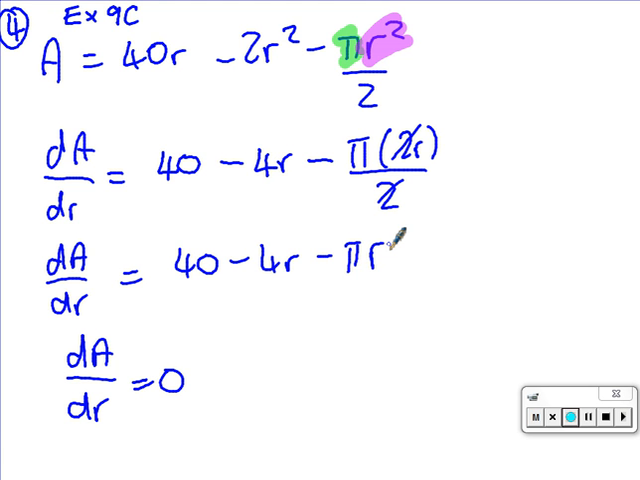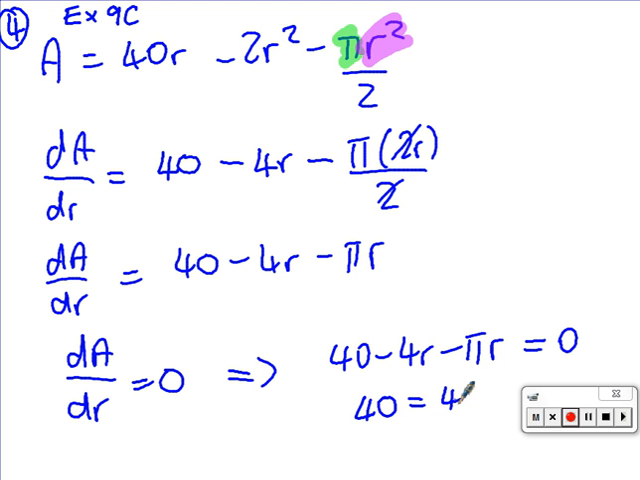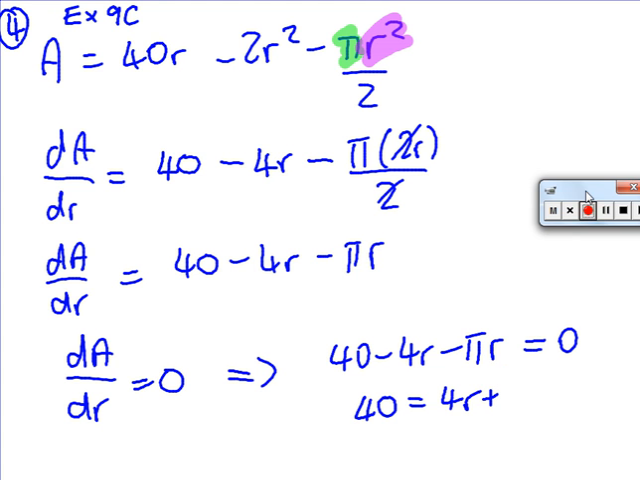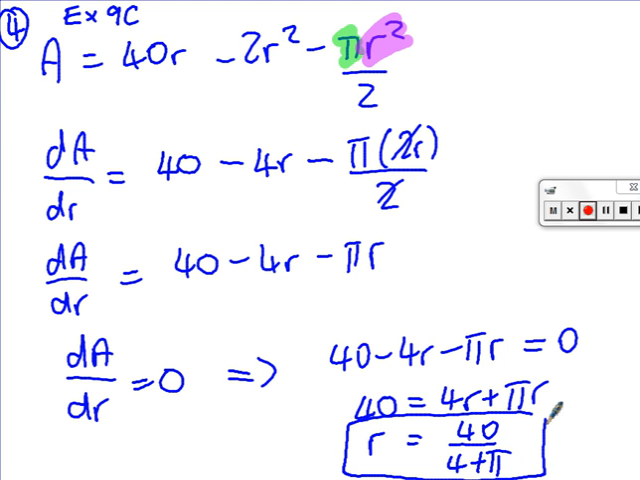When we then put that equal to 0, that implies that 40 minus 4r minus pi r equals 0, and using that we can put all the r terms on the other side, 4r plus pi r. Do a bit of factorising, and we should find therefore that r equals 40 over 4 plus pi. So that is the value of r that makes a stationary point, and it tells us to find a maximum point, so we actually know that that is the coordinate, if you like, of a maximum point.